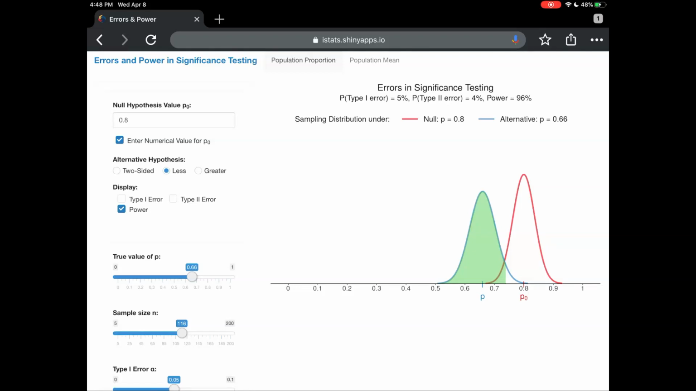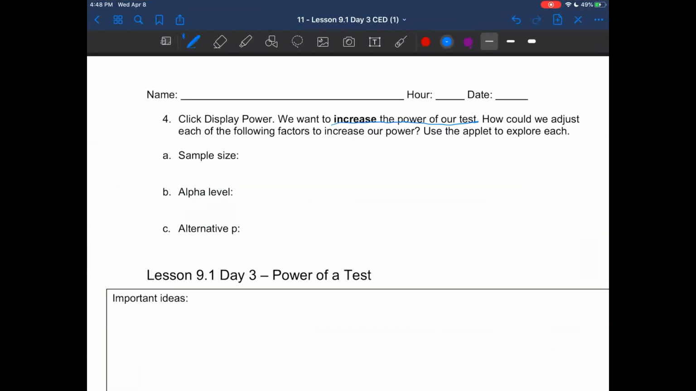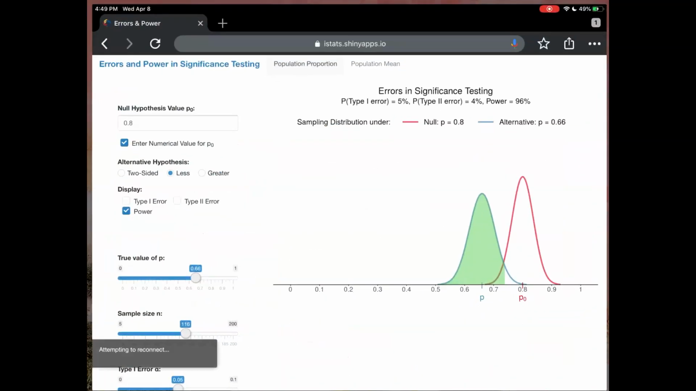Okay, so increasing the sample size will increase the power, and that decreases the variability, which will decrease where the two graphs overlap. Okay, so that's the first thing we'll go ahead and add back in. We're going to say, to increase the power, we're going to increase our sample size.